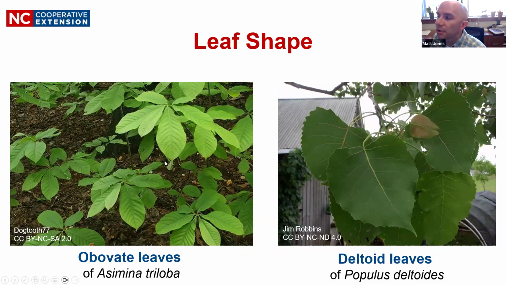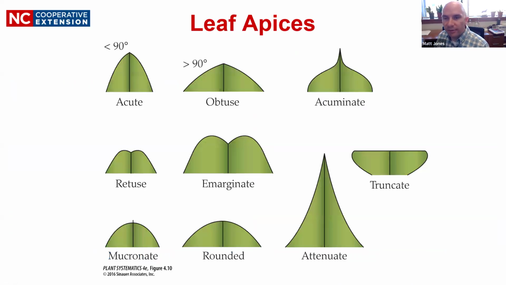Oh, but wait, there's more. There are all sorts of godforsaken terms to describe the tips of leaves, called the leaf apices. Some of them are very simple, like geometry, acute versus obtuse, less or more than 90 degrees. But if they have a little notch or point, it can be acuminate or sometimes mucronate. They can have little indentations. If they're tiny, they're obtuse.